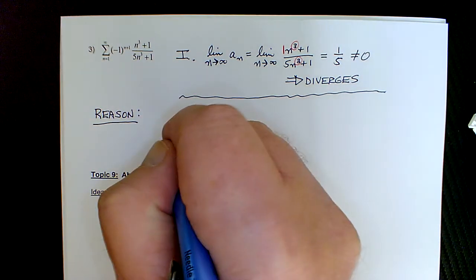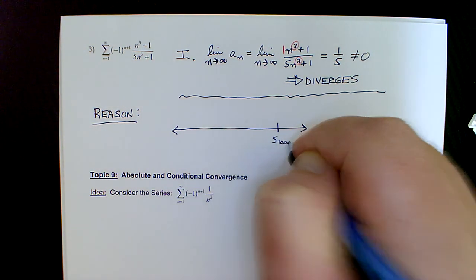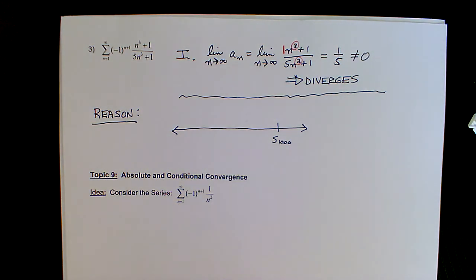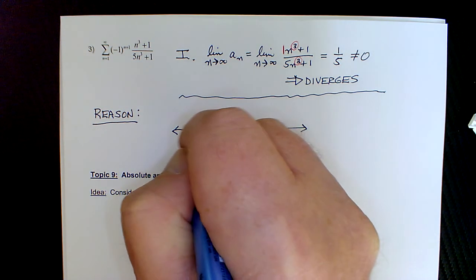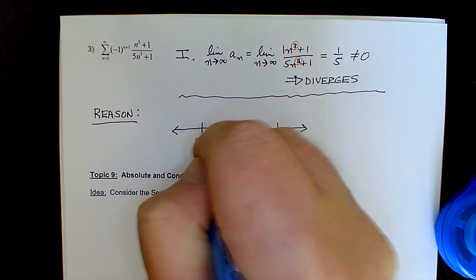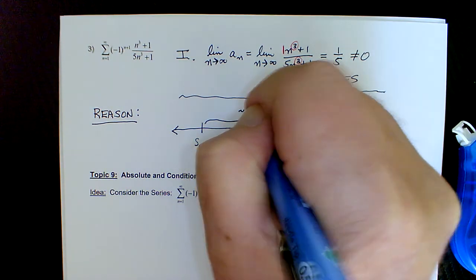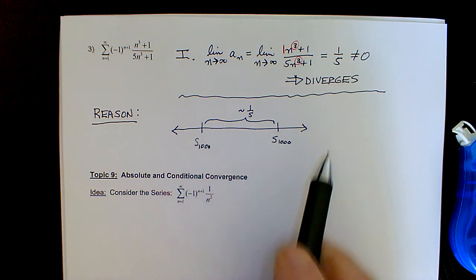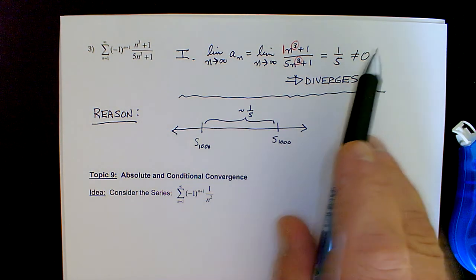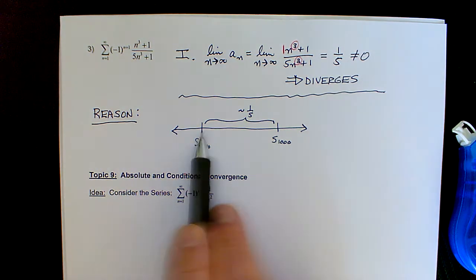The reason why this one is diverging is because if you look at that number line concept that we talked about, and let's say you add up the first 1,000 terms of the series, and let's say the last term you added on was positive. The next term you add on is going to be negative, and so it'll bring you somewhere over here to the 1,001st partial sum. But this distance is going to be, for this example, approximately 1/5. Because as we go way out there in terms of the value of n, this series is approaching 1/5. So that distance is about 1/5.